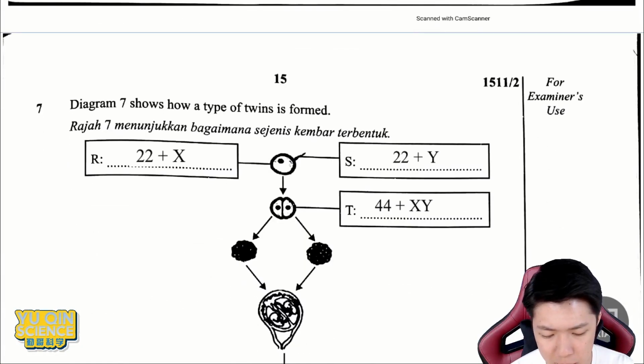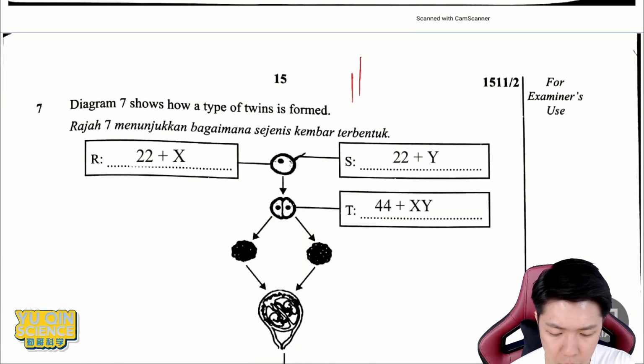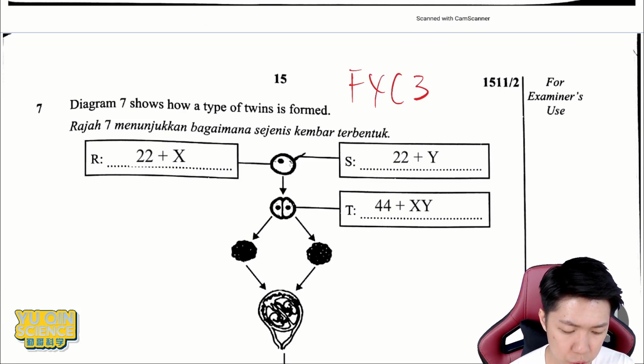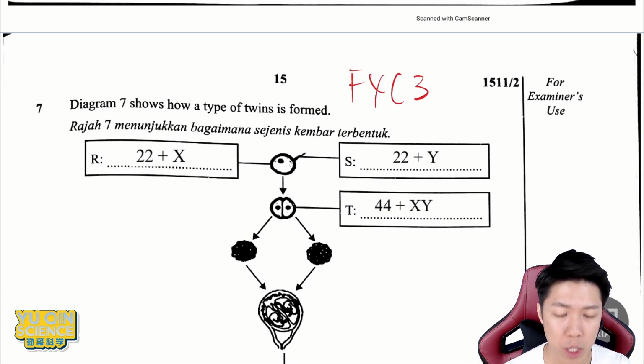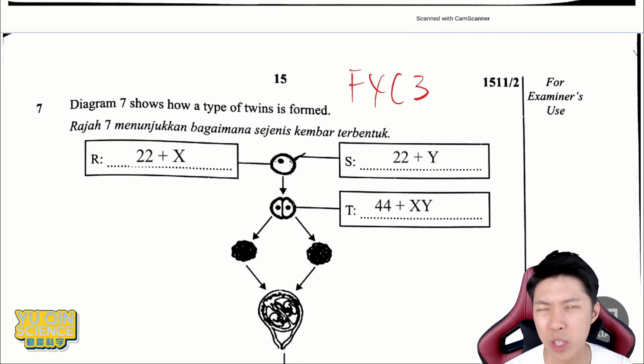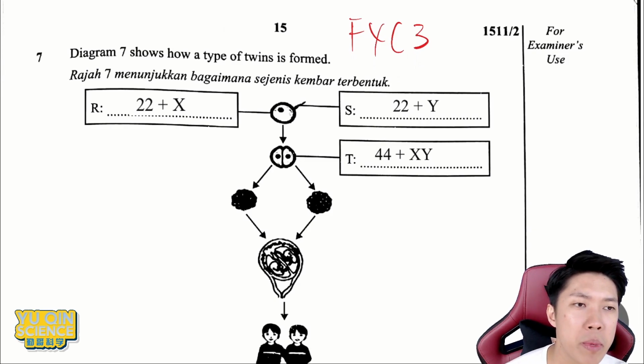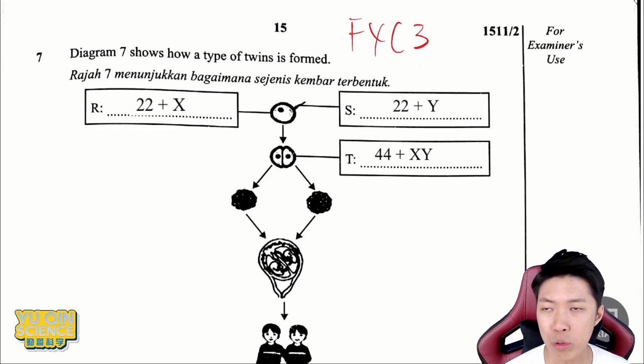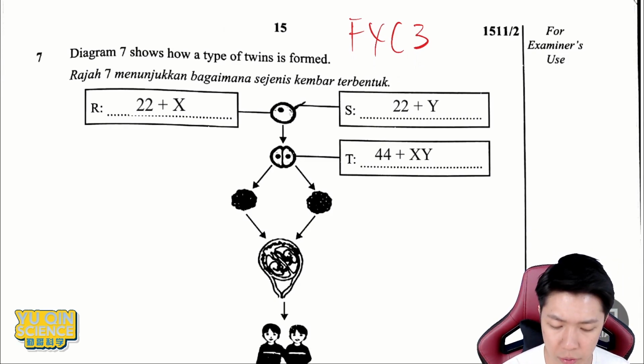Okay, right. Number 7. Obviously, this is your Form 4 chapter 3, right? Mitosis, meiosis, twins. Twins also for a long time didn't ask, so you might want to be aware. Sometimes state paper also they try to forecast. It's good to follow what state papers give as well.